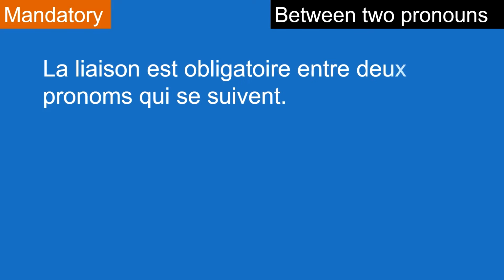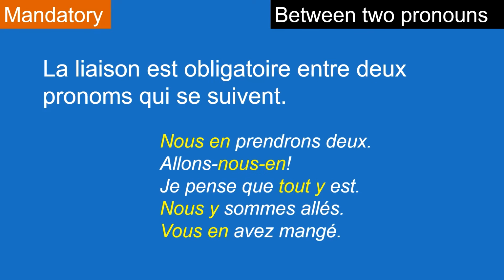La liaison is mandatory between two pronouns. Nous en prendrons deux. We'll take two. Allons-nous-en. Je pense que tout y est. Nous y sommes allés. Vous en avez mangé.